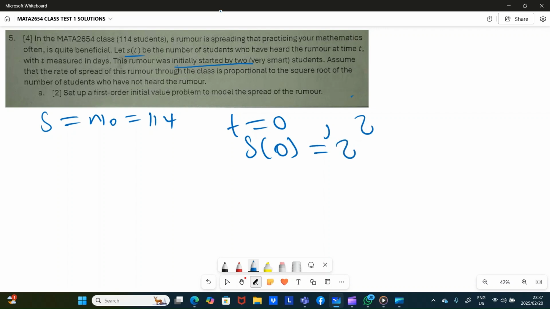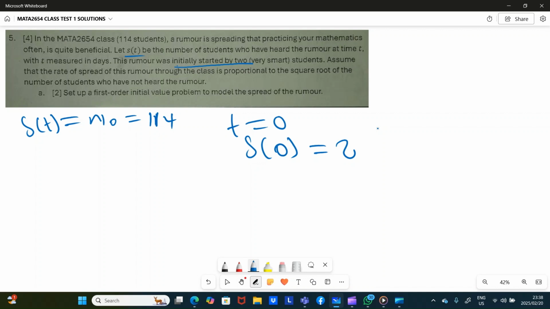Because they said let S(t), actually here instead of just S, we could have said S of t denoting the number of students. So the total of them is 114. Initially, when time was zero, two students already had the rumor. Let me erase that. It's not necessary since I already wrote it down here in the form of an equation. Pay attention to one thing, guys. As I'm reading the statement, I'm writing down what it mathematically means. So let's continue.